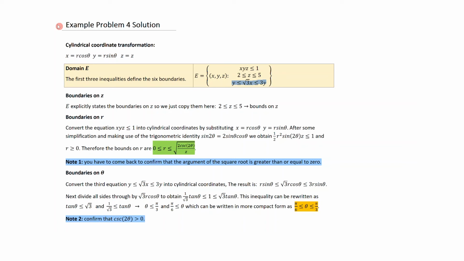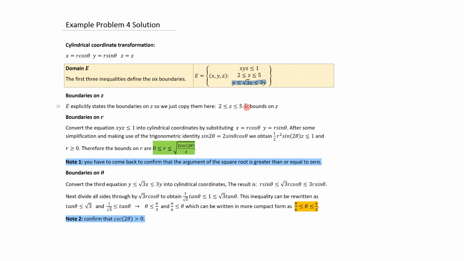The domain, E in this case, is based on the first 3 inequalities, and those 3 inequalities define the 6 boundaries. So again, I've stated them here, and so these are the inequalities we have to work from to come up with the 6 boundaries on the triple integral. So we have the boundaries on z to establish, boundaries on r to establish, and the boundaries on theta to establish. We start with the simplest being the fact that we're already given bounds on z explicitly, so we might as well just write that out right away. So bounds on z would be a lower bound of 2, and then an upper bound of 5.